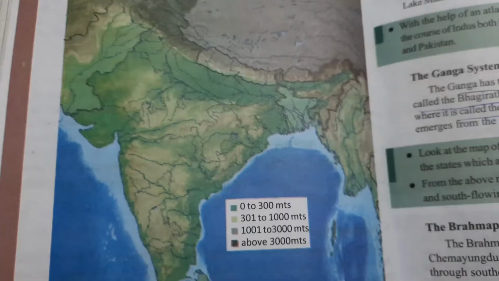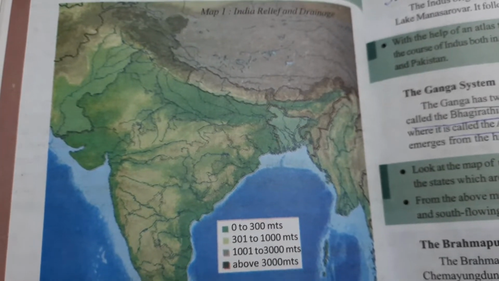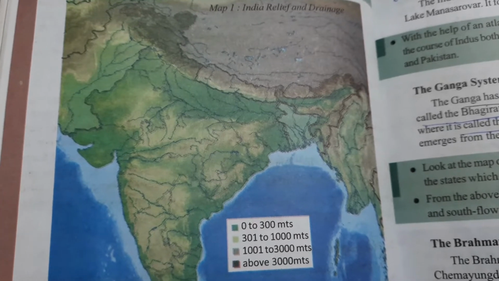Today we are going to start our social chapter number 5, that is Indian rivers and water resources. What are the important rivers of India and from where they originate? All this I am going to explain in this chapter. Now students, let us open our textbook chapter number 5.